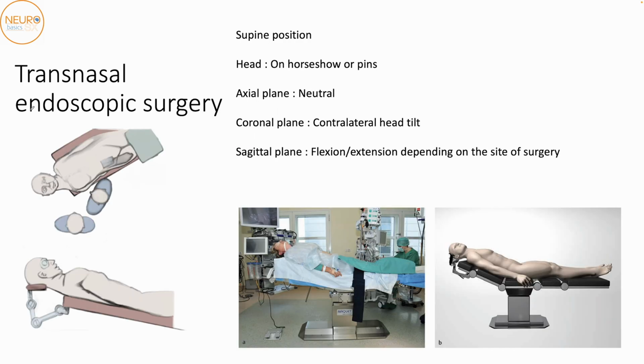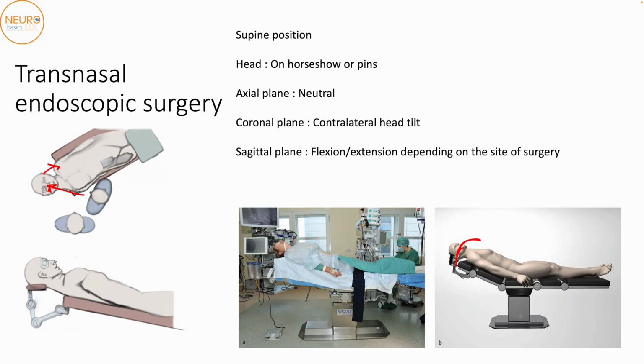Okay, another commonly done surgery is a transnasal endoscopic surgery, and the positioning for that is a little bit different compared to the other positions. Patient is again supine. The head can be placed on a horseshoe or a pin. In the axial plane, we're not really going to rotate the neck. There's no amount of rotation that is required. What is done usually is a contralateral head tilt. So the head should be tilted to the opposite side. So this surgeon over here is able to introduce the endoscope into this patient's nose over here.